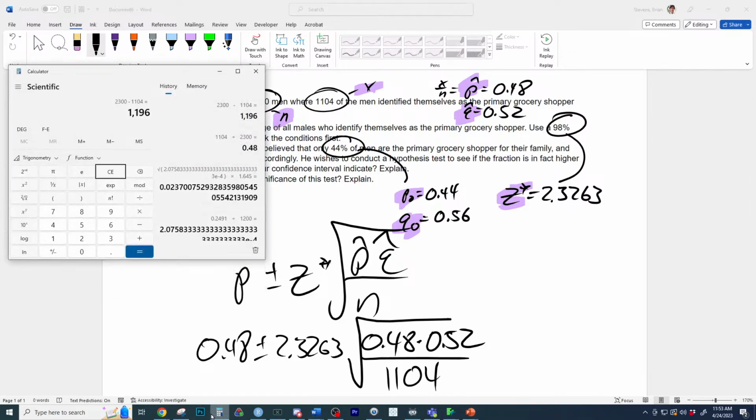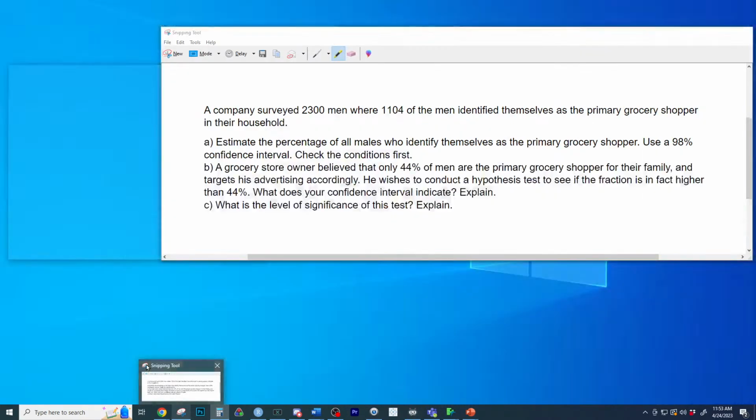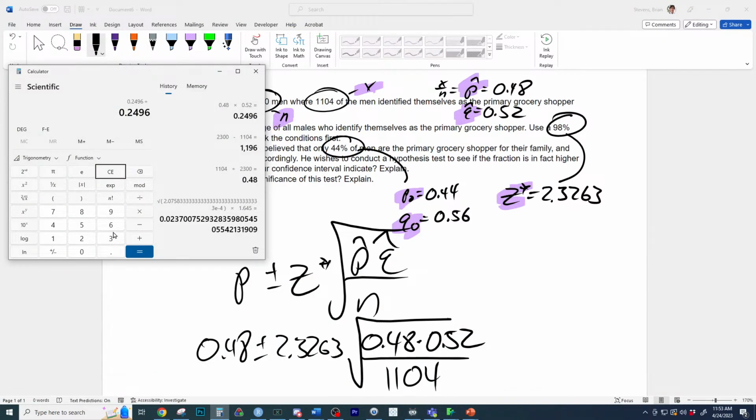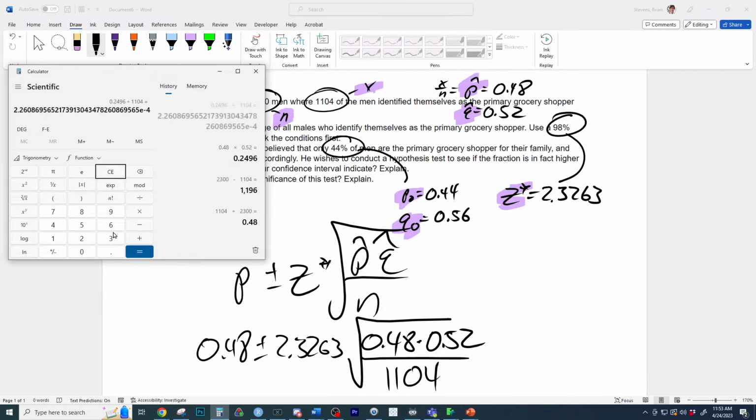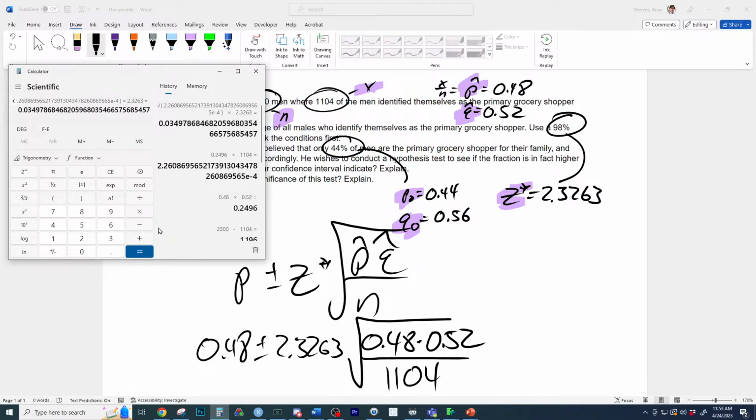Awesome. So now we're going to go right here, 0.48 times 0.52, and then divide by, oh my gosh. I don't know if I like the new calculator. Maybe it helps. People ask me to do it to help out. And then 2.3263. There it is right there. And that is the margin of error, 0.035.